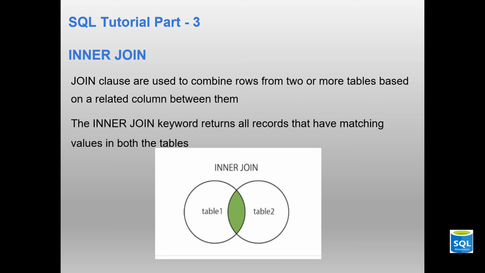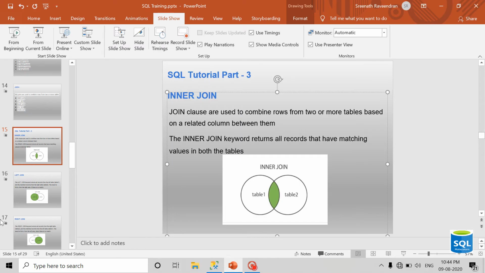In this video, we're discussing inner joins in SQL Server. Joins are used to combine rows between two or more tables based on a relationship. An inner join returns all records that have matching values in both tables. As you can see in the figure, we have table 1 and table 2, and the green shaded area is the common records. Those records will be returned when we use inner join. So let's move on to the example.